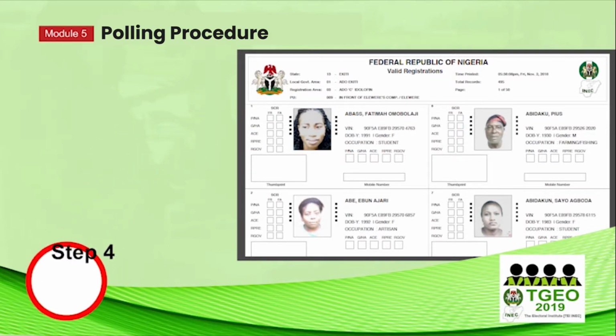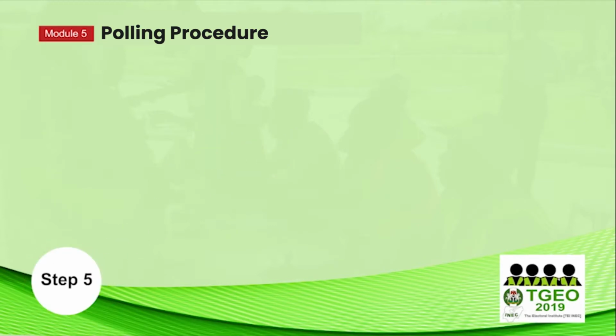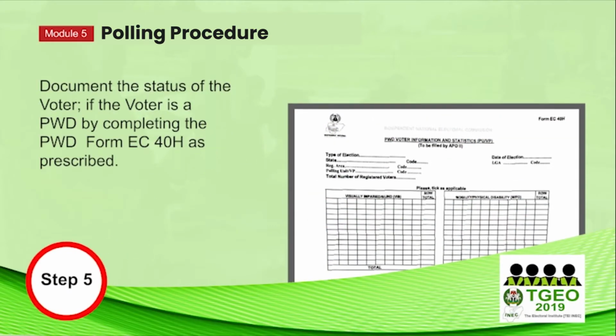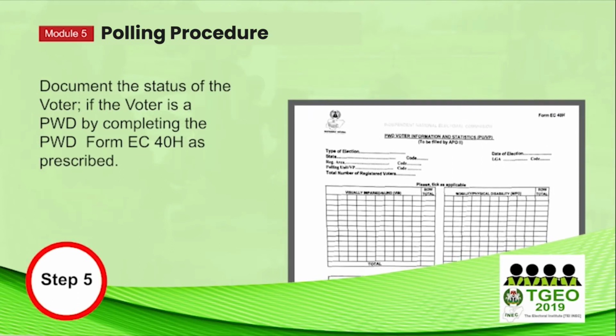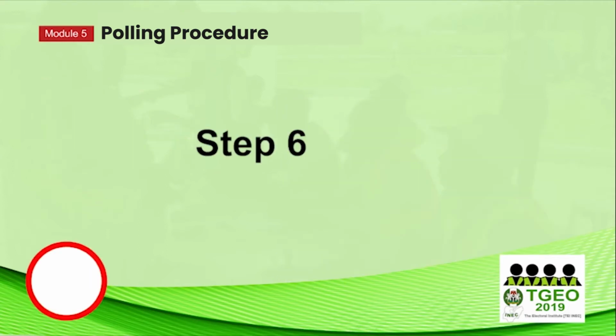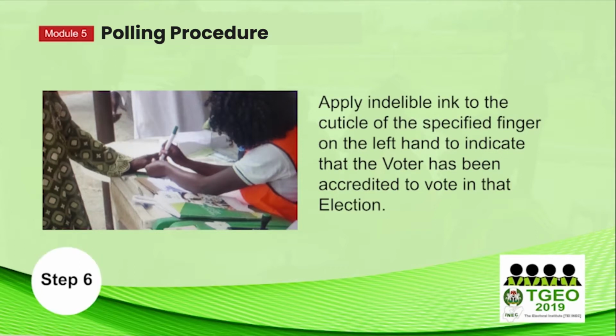Step 4. Tick the appropriate box at the left margin of the voter details in the case of smart card reader failure to read (FR) or failure to authenticate (FA). The voter should thumbprint and write a telephone number in the boxes provided. Step 5. Document the status of the voter if the voter is a PWD by completing the PWD form EC40H as prescribed. Step 6. Apply indelible ink to the cuticle of the specified finger on the left to indicate that the voter has been accredited to vote in the election.